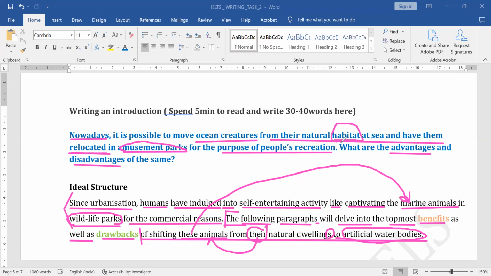And the second sentence here is a pre-by-hearted structure that the following paragraphs will dwell into the topmost benefits as well as drawbacks. But I just made it a little different by adding the parts of the question which I missed out here and wrote it here. Did you understand? Just to customize it.